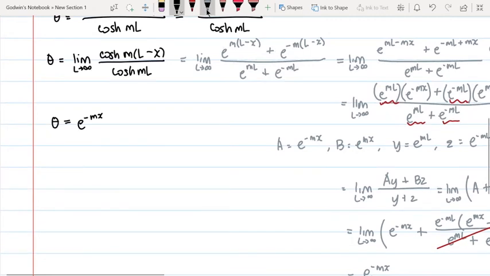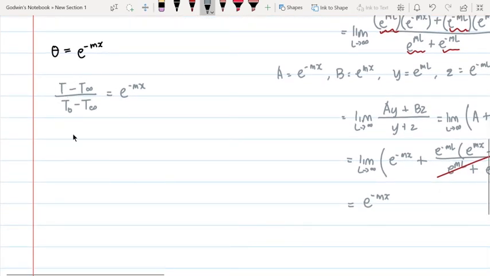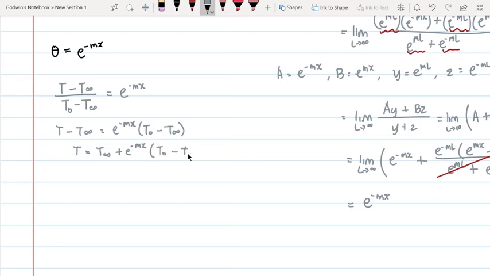And so, we will have t minus t infinity over t0 minus t infinity, which is equal to e to the negative mx. I'll plug it in later. So we're looking for t. We'll just do t minus t infinity equals e to the negative mx times t0 minus t infinity. And then we'll have isolated t, which is t equals t infinity plus e to the negative mx times t0 minus t infinity. And so let's just substitute everything.